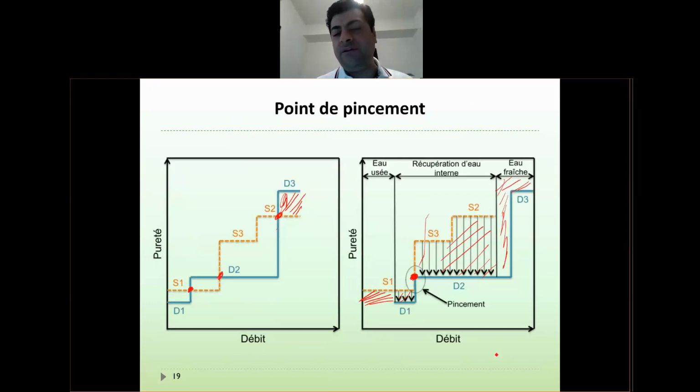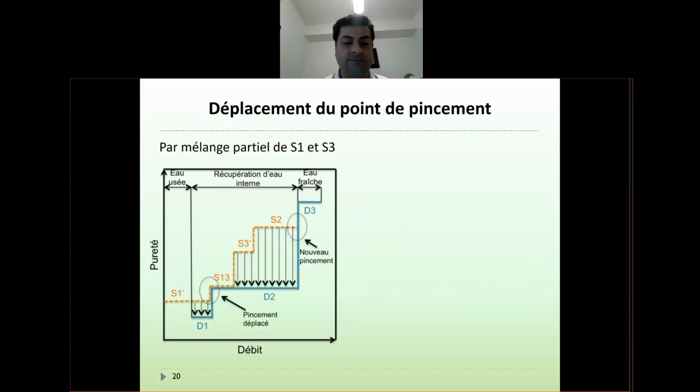If you look at this diagram on the right, you see that still it looks like quite a significant amount of fresh water is used. Significant fresh water is needed for D3. But maybe we can do something so that the requirement of fresh water can be less. What can we do? We can do a couple of things.